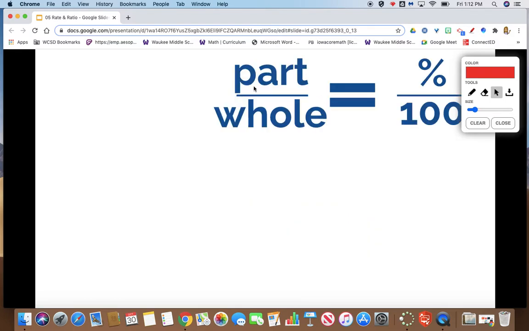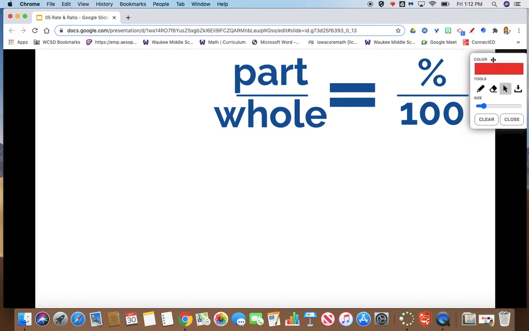I'm going to keep our percent proportion up in the corner for our work today because it's going to be important as far as how we set up our problems. So we always want to remember part over whole equals percent over 100. Sometimes it's helpful to say that a few times to ourselves so that we can remember it easier. Part over whole equals percent over 100.